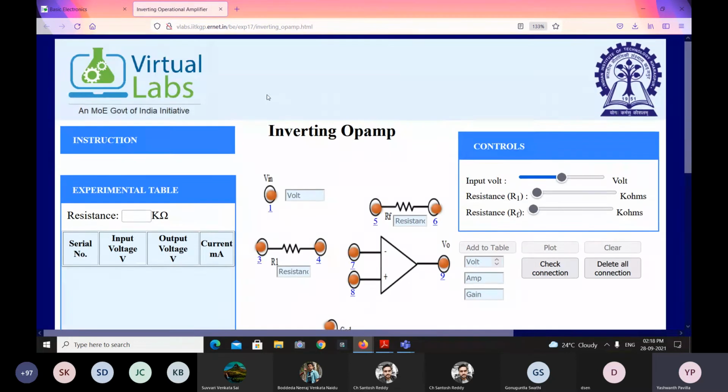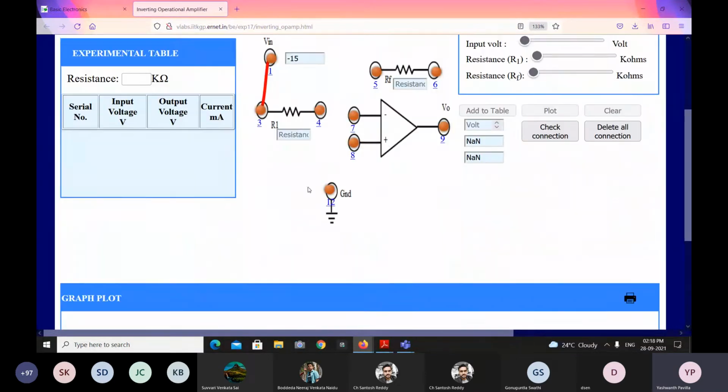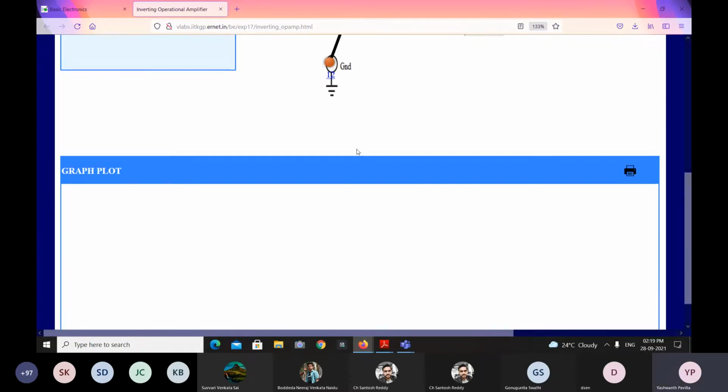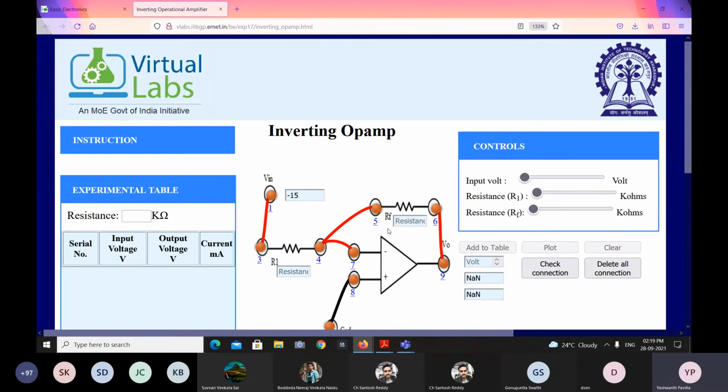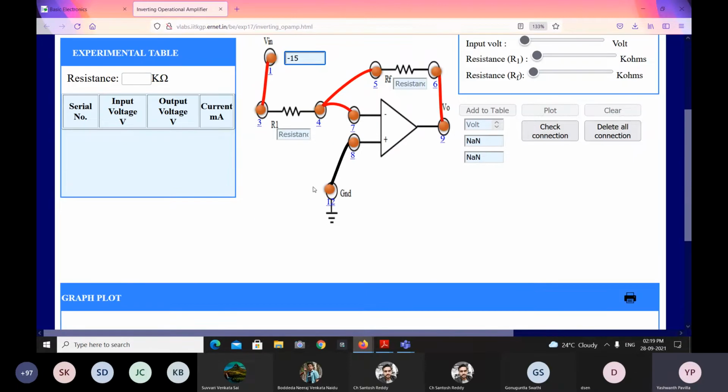So first, let's go to the inverting amplifier. The input voltage swing available for you is from minus 15 to 15 volts. Firstly, you have to connect it in the fashion shown here. Make the connections as per the circuit diagram, and then vary the input voltage from minus 15 to plus 15. Increase the voltage every 2 volts and generate the tabular column.